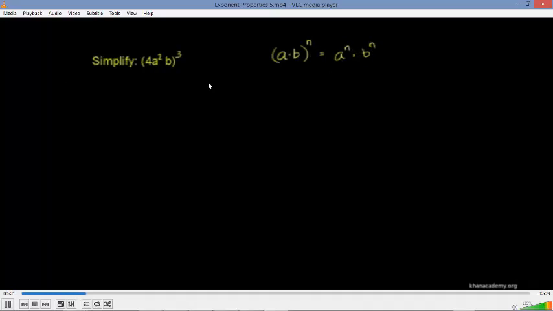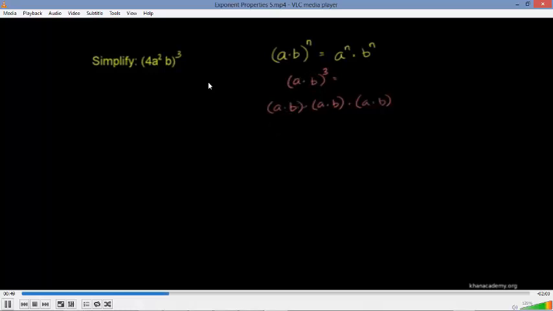And to realize why that happens, let's just try it out with a simple example. If I have a times b to the third power, what is that going to be equal to? That is going to be equal to a times b, that's to the first power, then times a times b, that's to the second power, times a times b, that's to the third power. We're literally taking this expression and multiplying by itself three times.